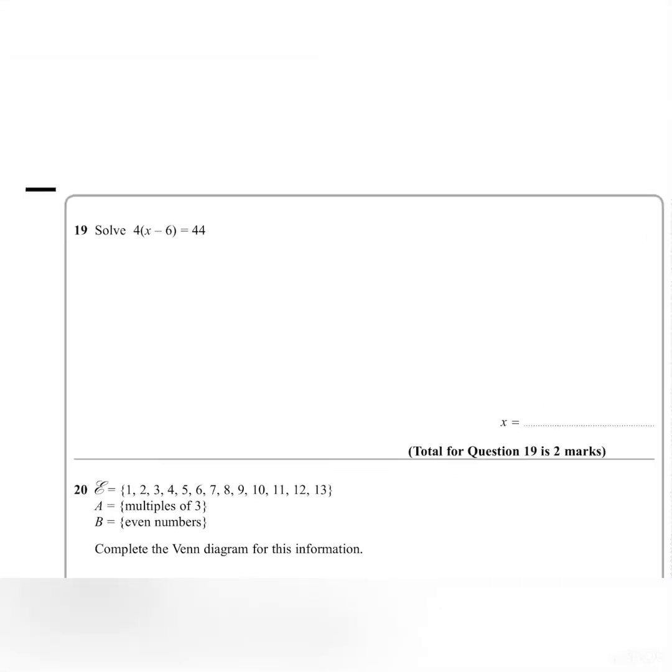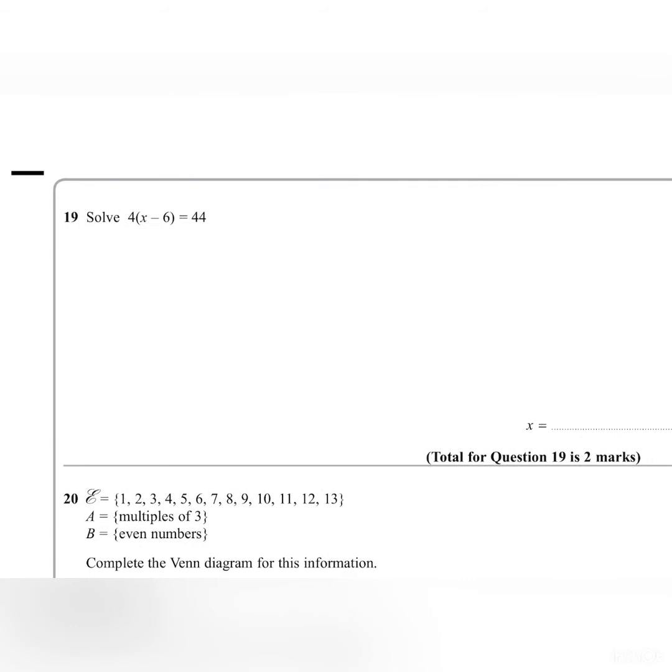Going up to question number 19, we have an equation with a bracket, and we have to solve for x. We need to find what x is. Okay, to start off with, multiply the bracket out. So we have 4 times x, which is 4x. We have 4 times minus 6, which is minus 24, and that equals 44. Okay, so now we can add 24 to both sides. Okay, so that will cancel out. So we're left with 4x equals 44 plus 24, that's 68.